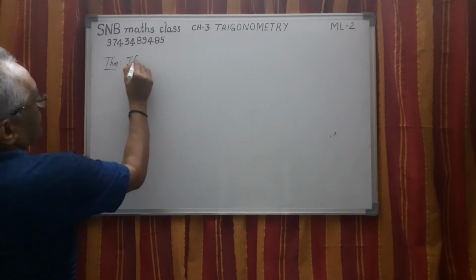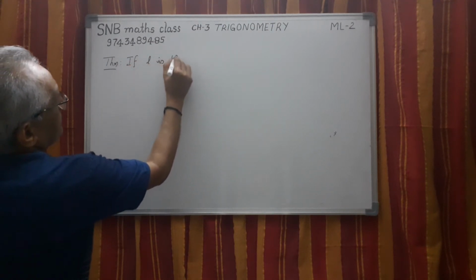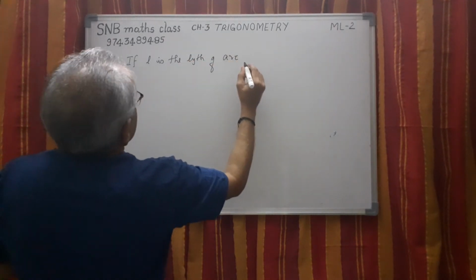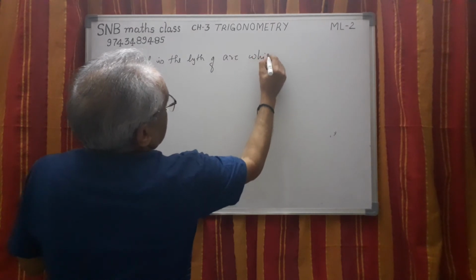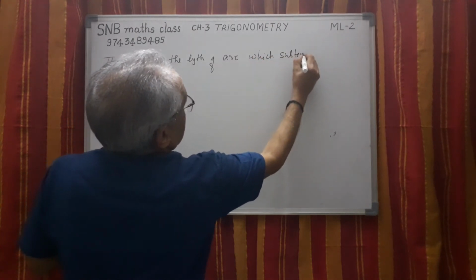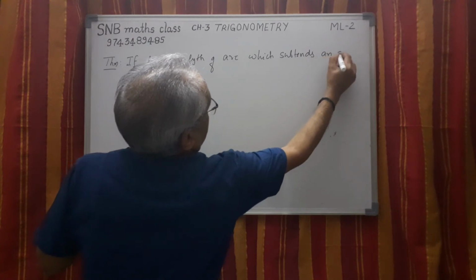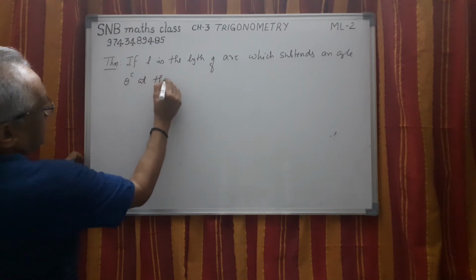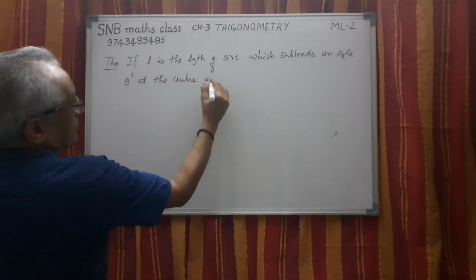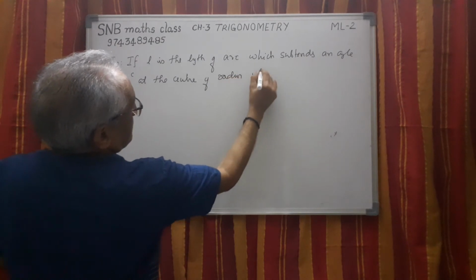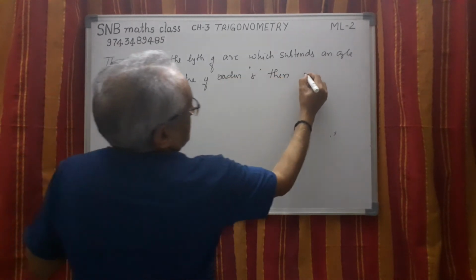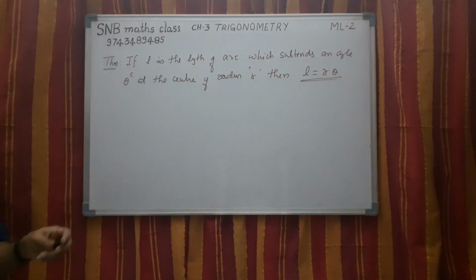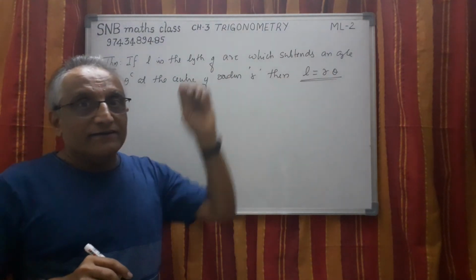If L is the length of the arc which subtends an angle theta radian at the center of radius r, then L equal to r theta. So this is the relationship between radius, arc length and angle.